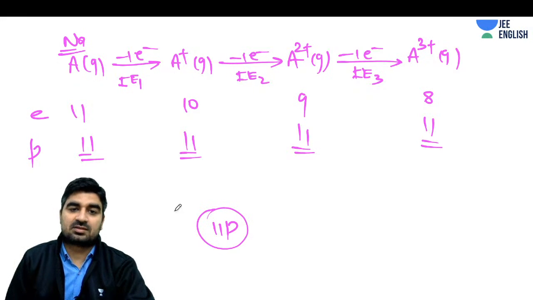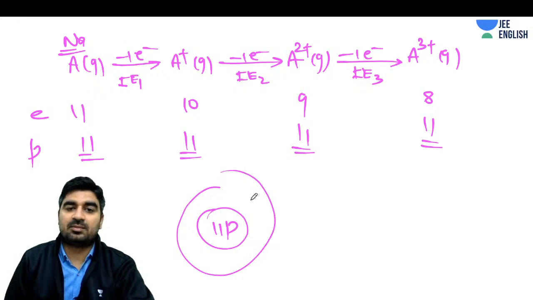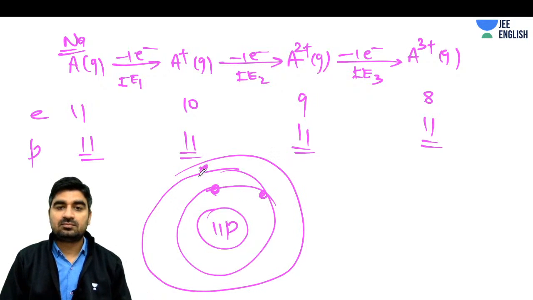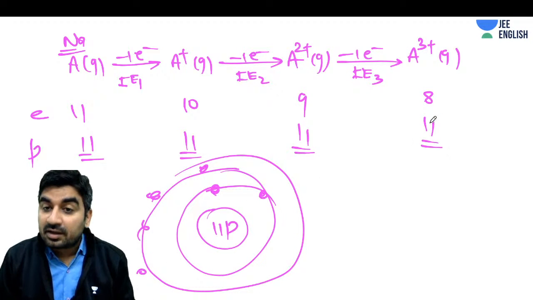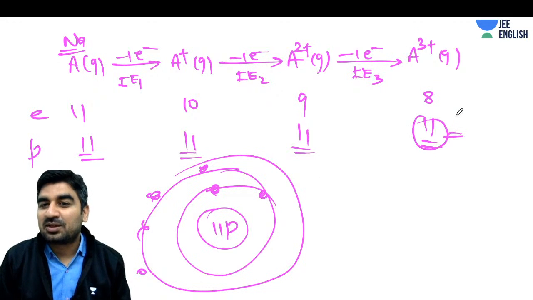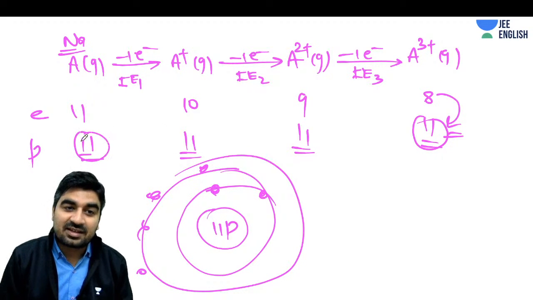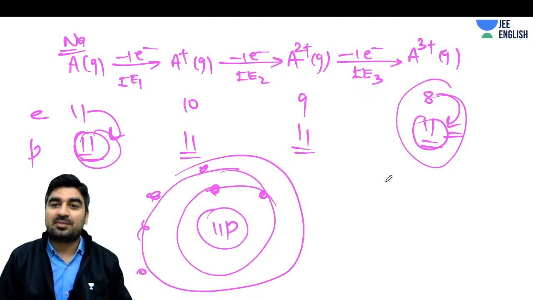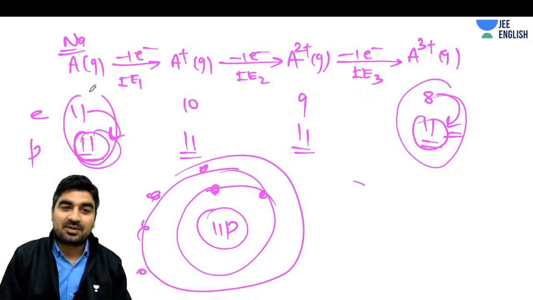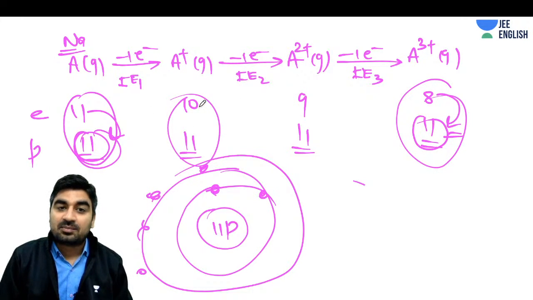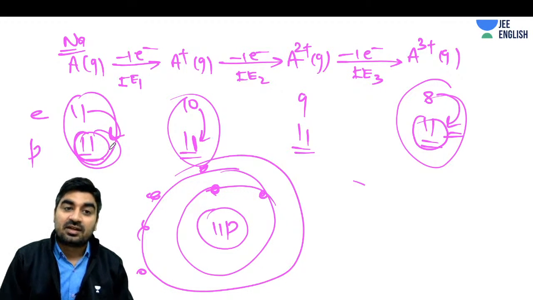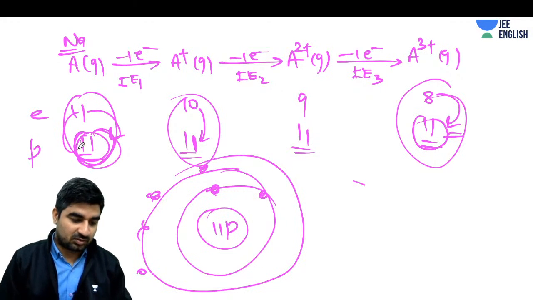Number of protons are fixed, right? And then we have number of electrons. Tell me. So in this case, 11 protons are attracting 8 electrons. In this case, 11 protons are attracting 11 electrons. So attraction will be maximum here. Similarly, if I compare this and this, 11 protons are attracting 10 electrons. Here 11 protons are attracting 11 electrons.